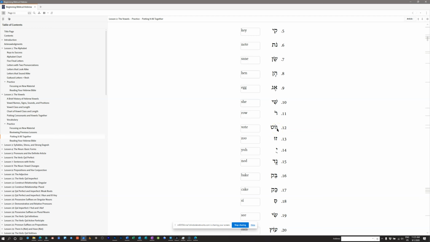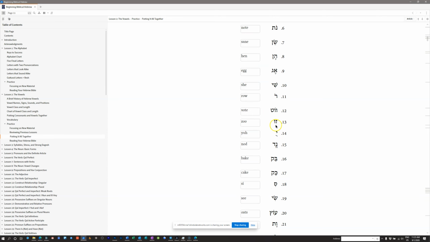Something that will help you: there's only one time when a vowel is ever going to begin a word. So every word in Hebrew is going to begin with a consonant, except for one. We'll learn about that later. But if you see a vav at the beginning of the word, it's almost certainly going to be a consonant sound. There's only one exception to that. So here we've got v-o-t, vote.